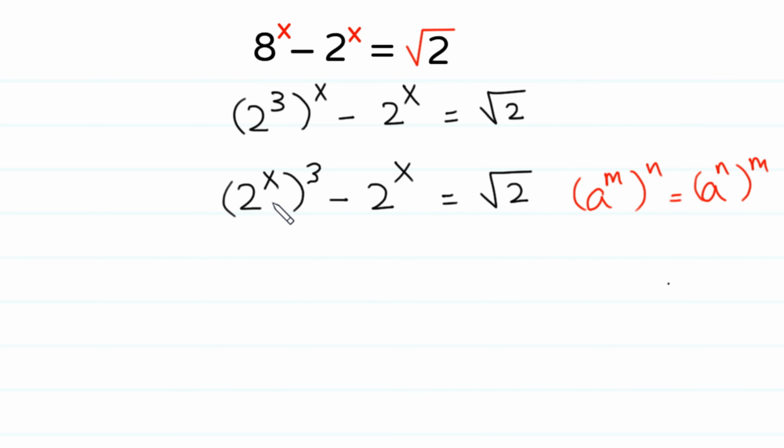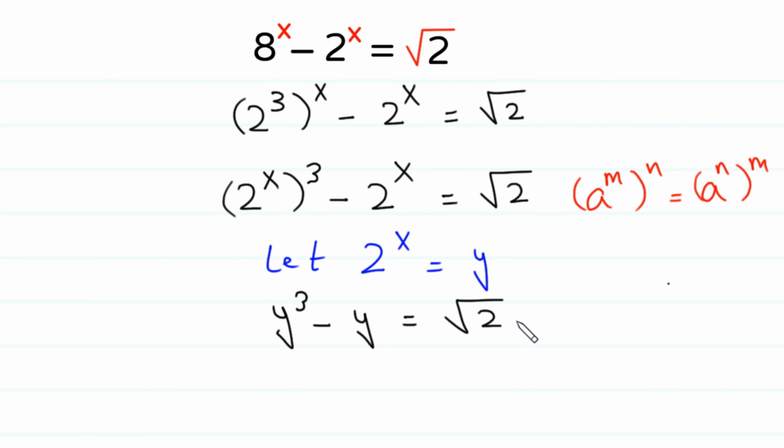Next we have 2 to the power x here and 2 to the power x here. So we suppose that let 2 to the power x is equal to y. Then this equation becomes y cube minus y is equal to square root of 2. Next we take square of both sides. At left side square and at right side square.